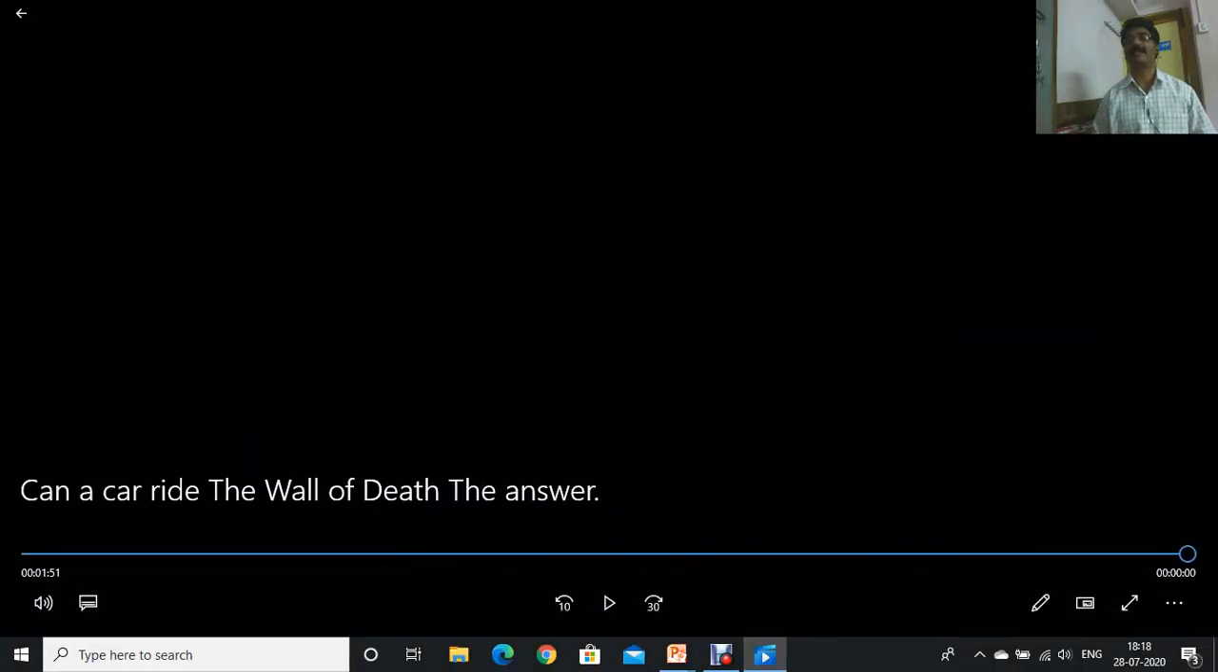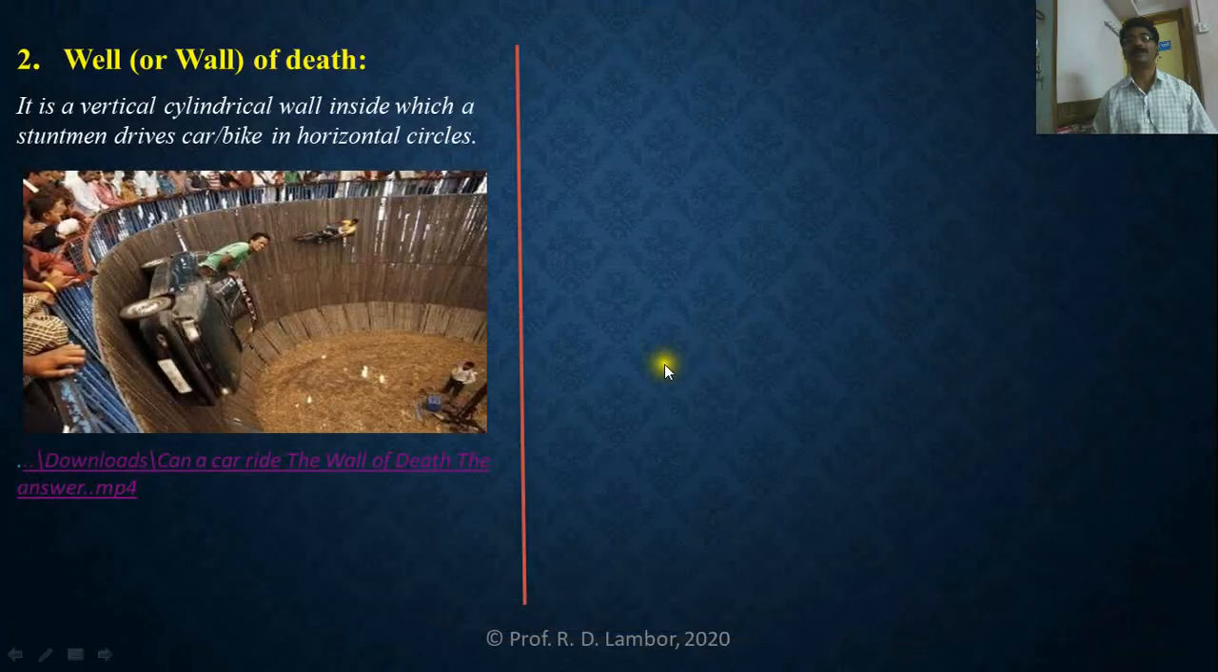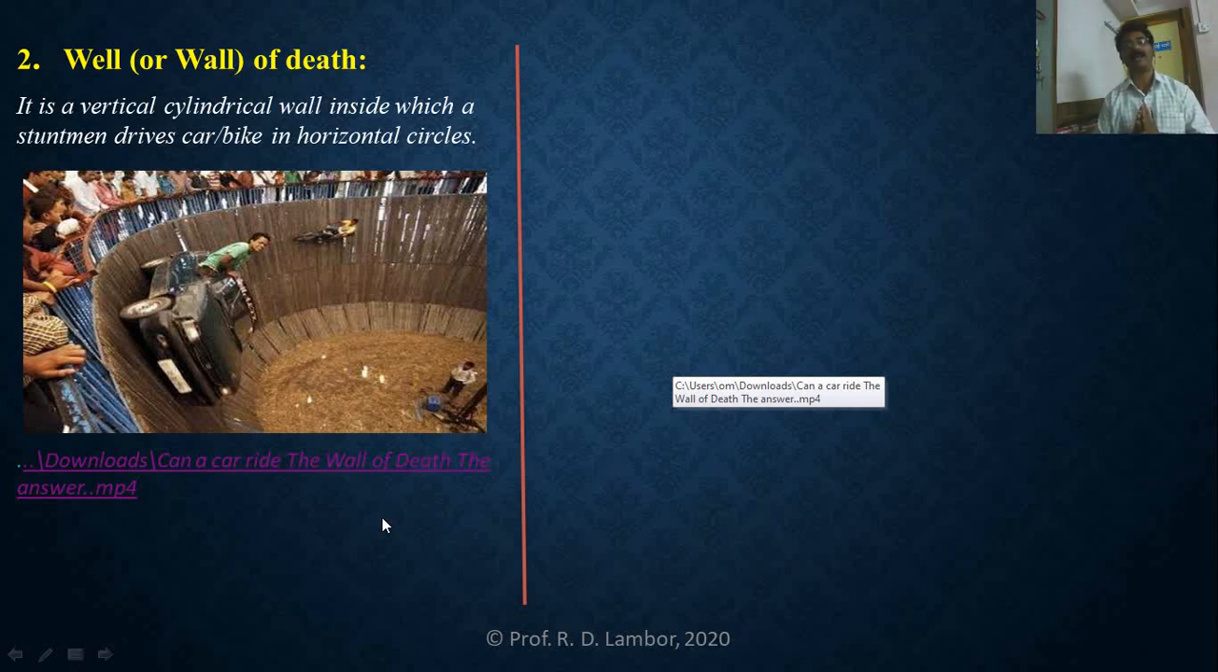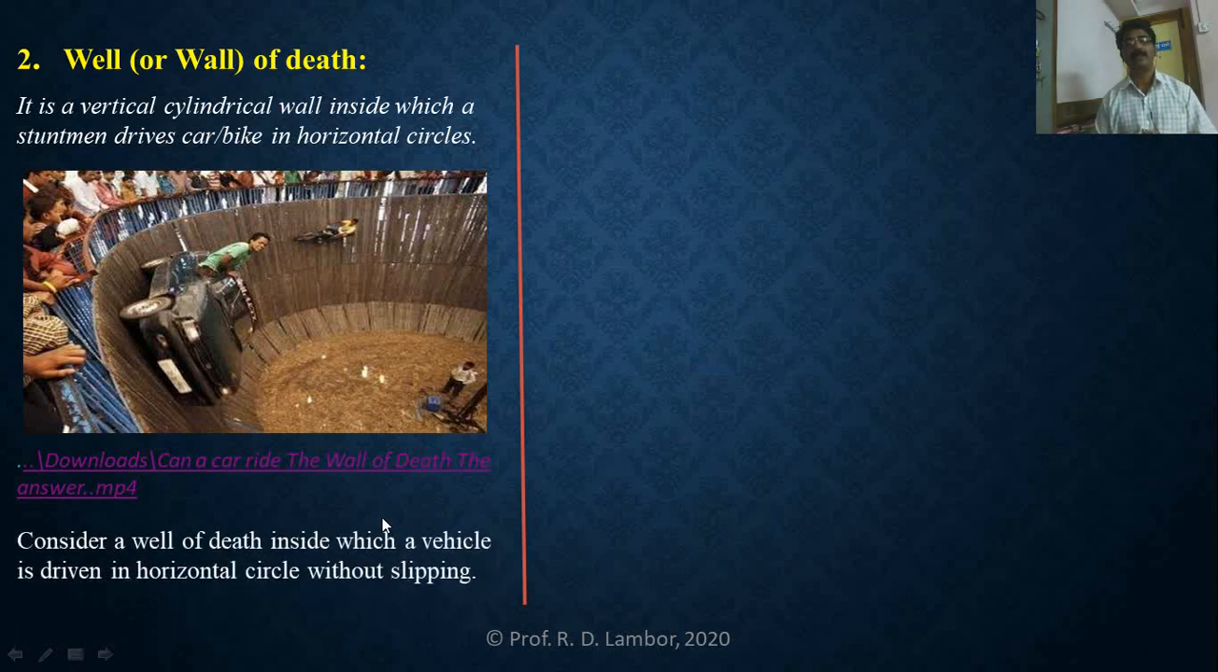Yes, I think you got what I want to say. So, a well of death is a vertical cylindrical wall inside which a bike rider or car rider can drive in horizontal circles. We will consider such a well of death, and inside the well of death the vehicle is driven along a horizontal circle without slipping downward. See this diagram.